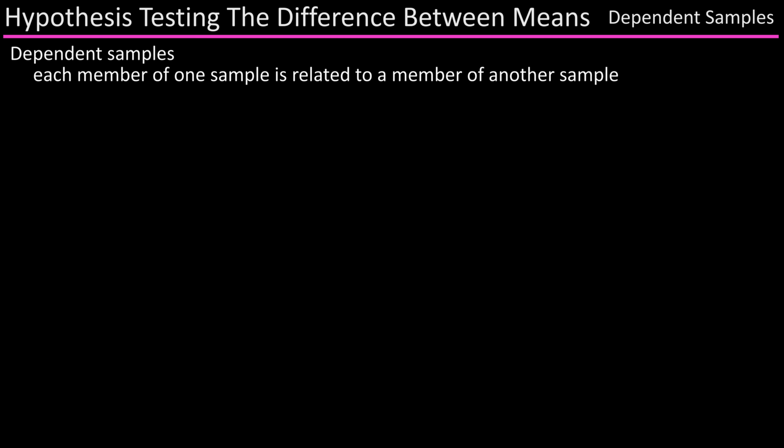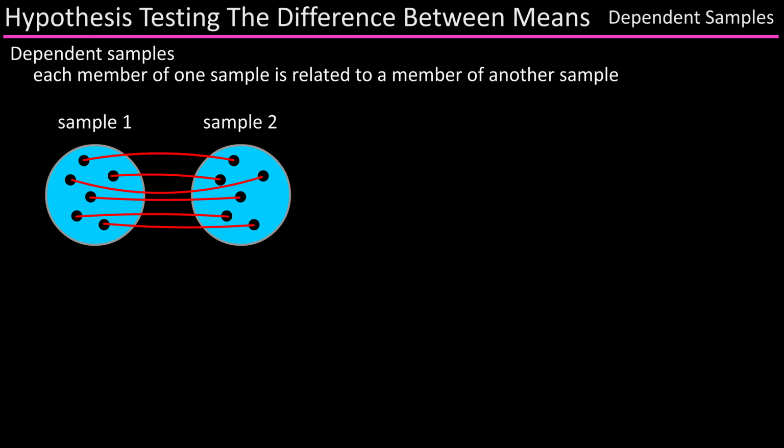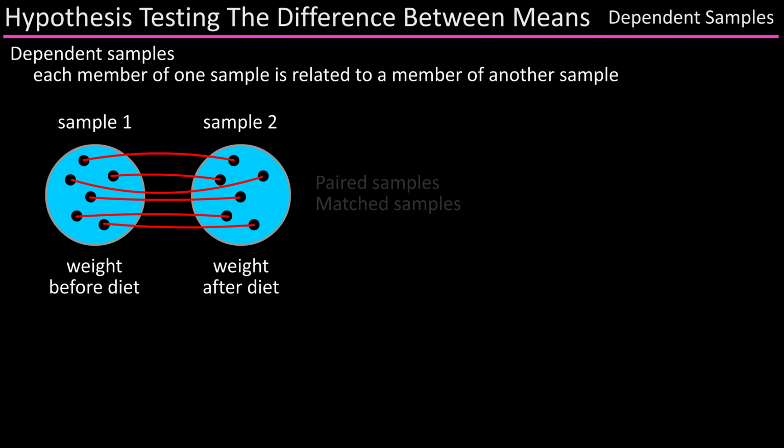Two samples are dependent when each member of one sample is related or corresponds to a member of the other sample. An example of this is the weight of individuals before going on a diet and the weight of those same individuals after 10 weeks of dieting. Dependent samples are often referred to as paired samples or matched samples.